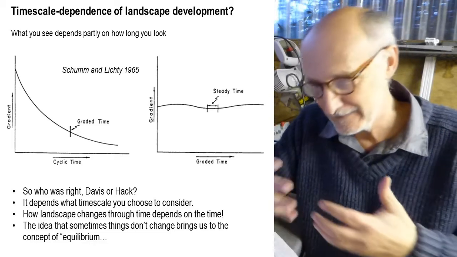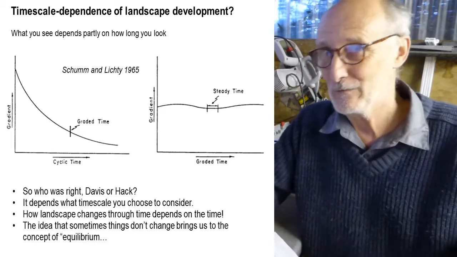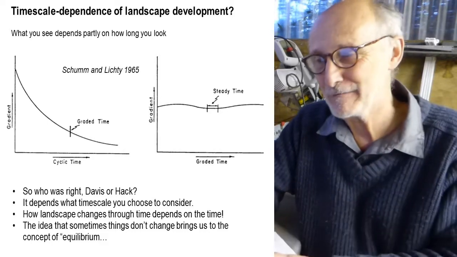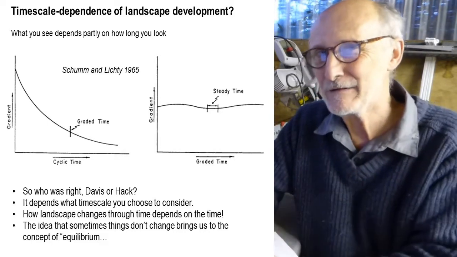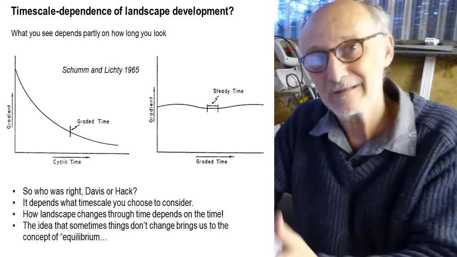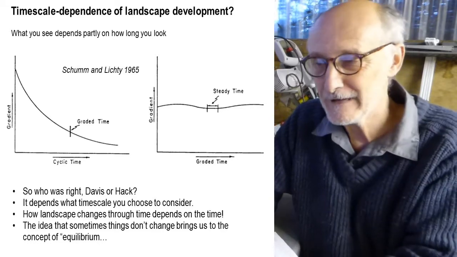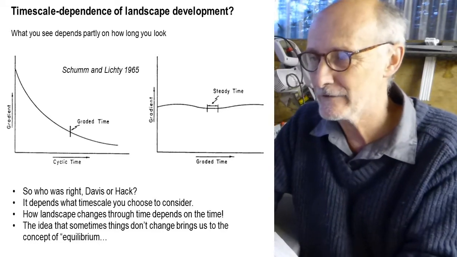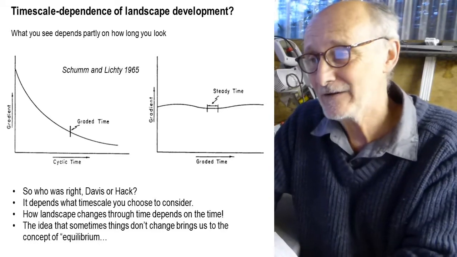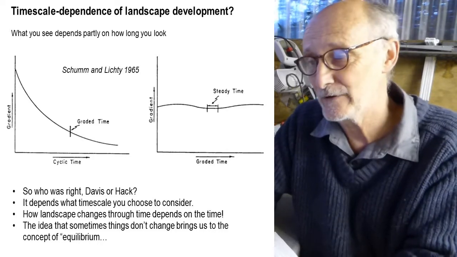Like I said previously, if you look at something over different time scales or different spatial scales, whether it's life in general or aspects of physical geography, you get different answers as to how things are working depending on the scale that you look at. That was the whole point at the beginning of this session. So whether you want to say, yeah, Davis is right, or oh no, Hack was right, well, it depends again on the scale at which you look, partly on the time scale at which you look.